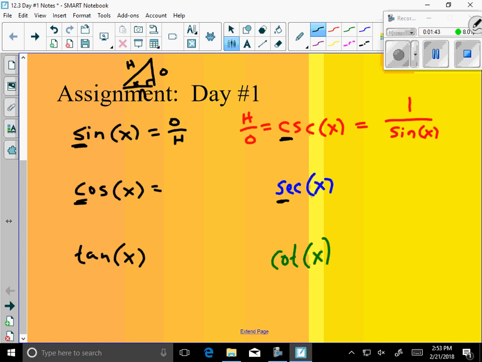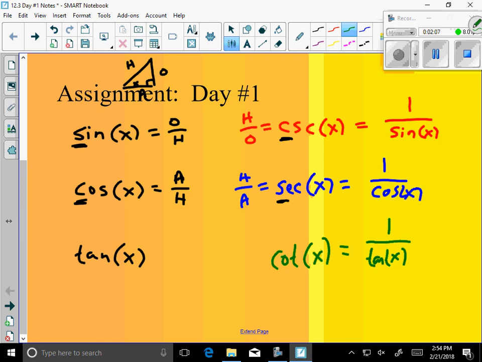Cosine would be adjacent over hypotenuse. And therefore, the secant would be the hypotenuse over the adjacent. Therefore, the secant is 1 over cosine x. And as you can imagine and anticipate, cotangent will be 1 over the tangent of x. Now, x could be replaced with this symbol called theta, which you've seen a little bit before. But if we have opposite over adjacent here, we would have adjacent over opposite here. So let me give you an example of that.